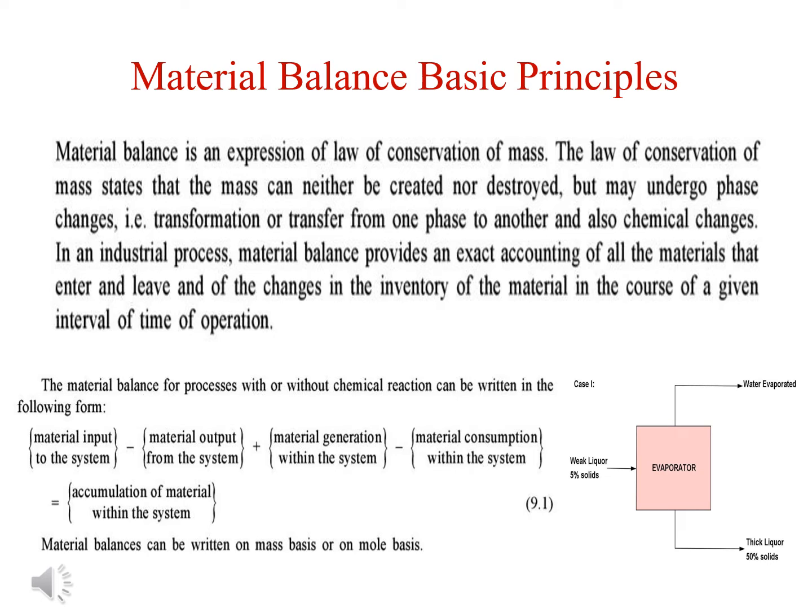For material generation, we give the plus notation. That means there is an increment of mass within the system. So that is why we give the plus notation. For material consumption, we give the negative notation. That means material is consumed during the reaction, so the quantity within the system is decreasing.